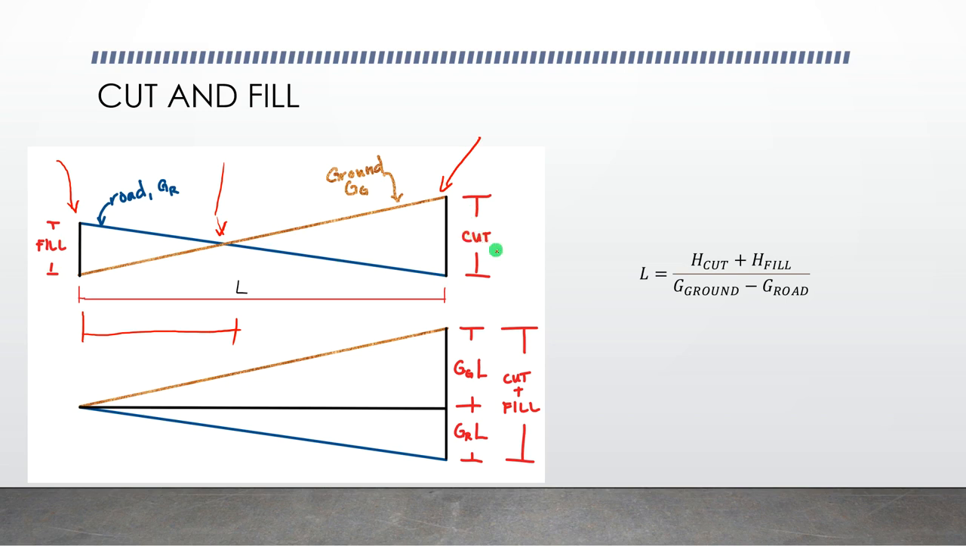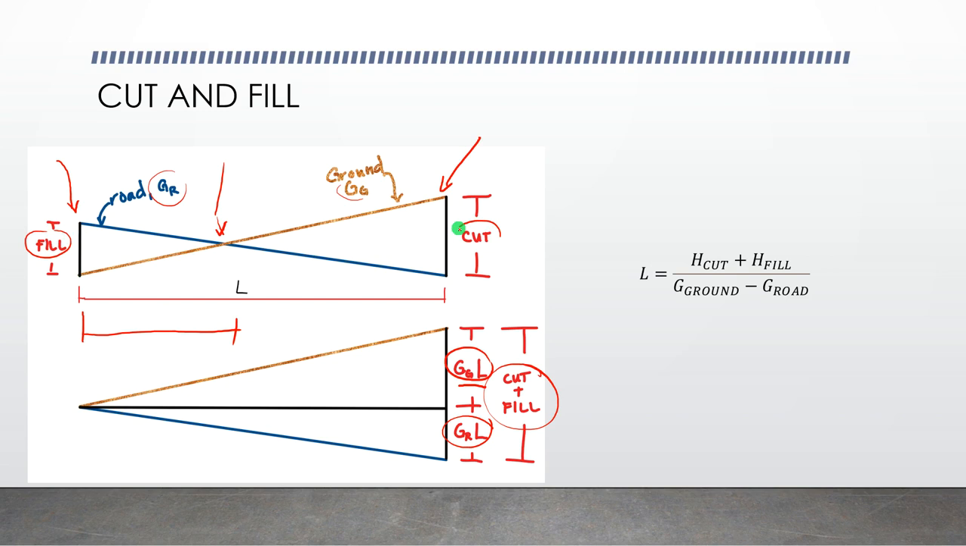The solution for that is we extend the two slopes from a single point. The corresponding rise or height is just the product of the slope and the total length between the two stations. So if we have a grade G_G for the ground surface, just multiply that by L, and that's your vertical distance. For the road surface with the corresponding grade, G_R, there is an equivalent height as well. The sum of these heights, the grade of the ground times the length plus the grade of the road times the length of the roadway, is also equal to the height of cut plus fill.